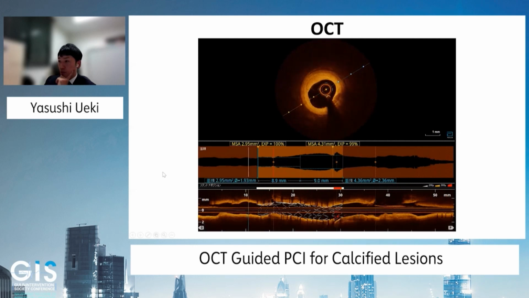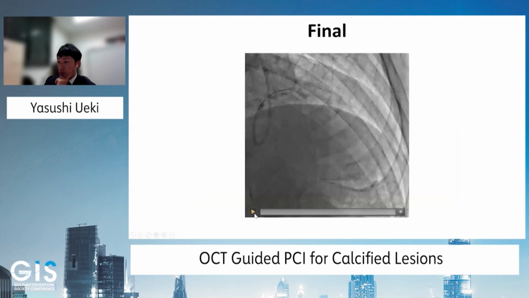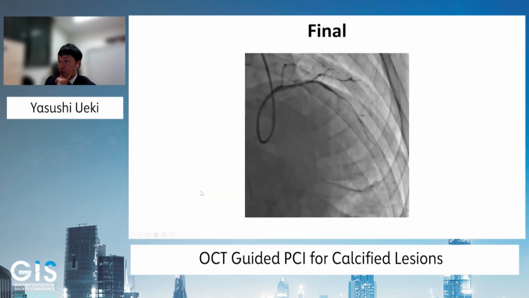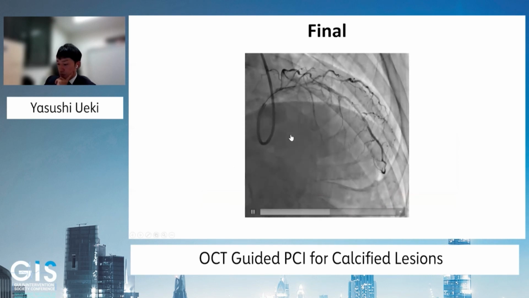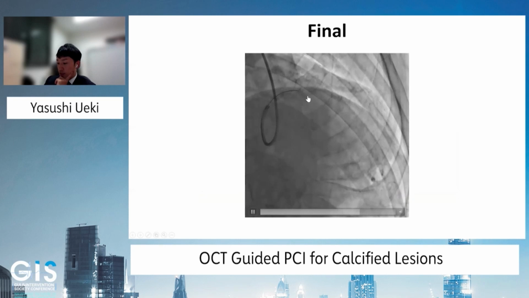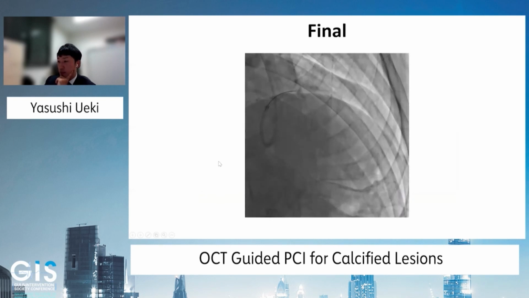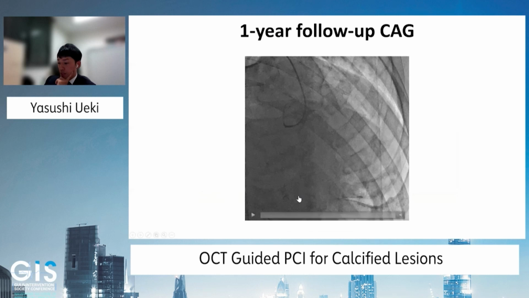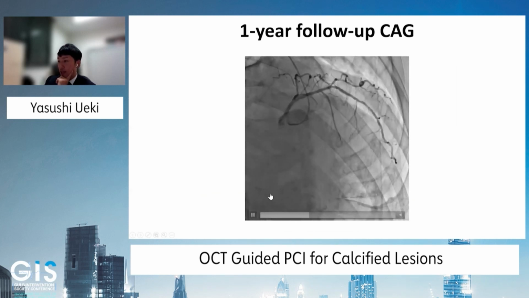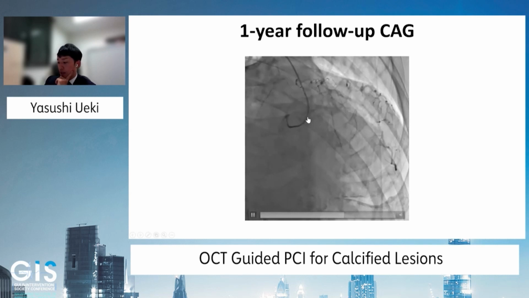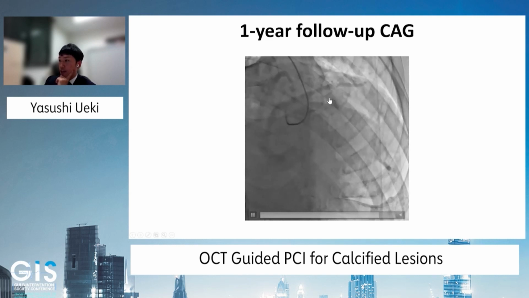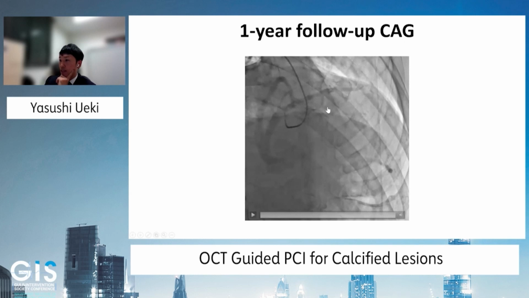So this is the final angiography. The stent looks very acceptable. For this case, we performed a follow-up angiography at 1 year and confirmed there's likely no restenosis at the stented segment.